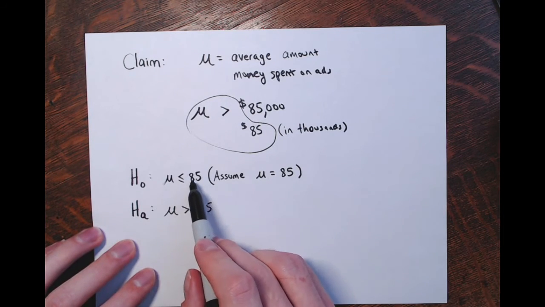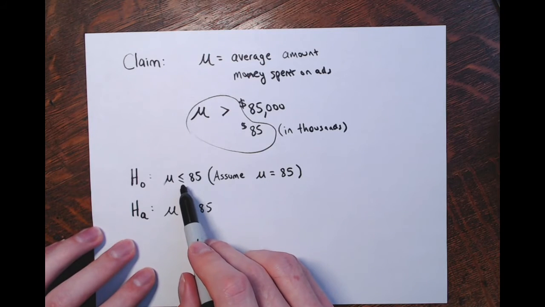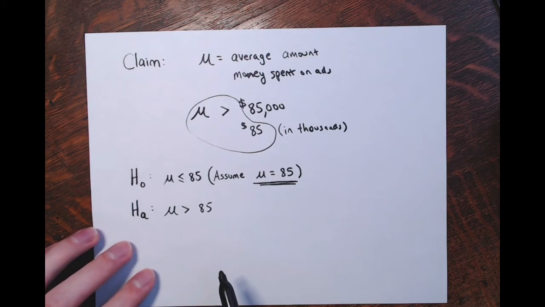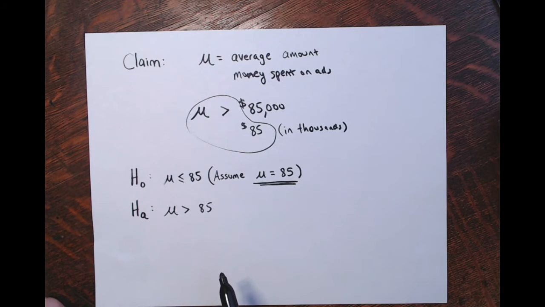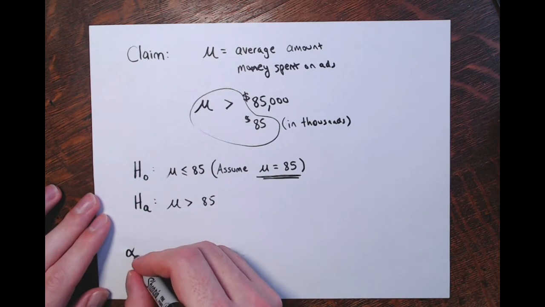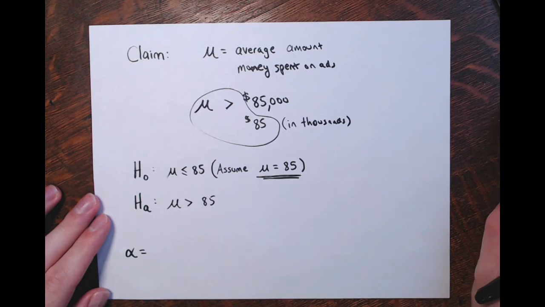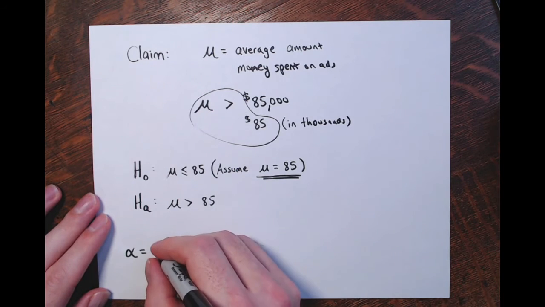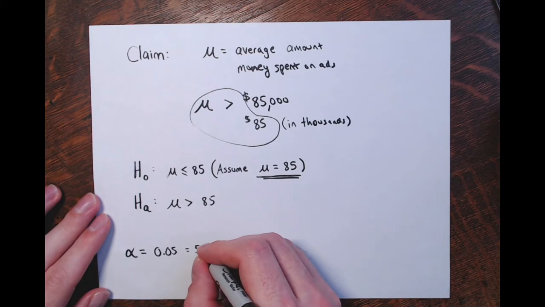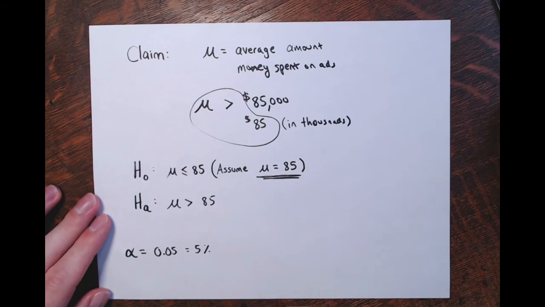So instead of writing less than or equal to in this book, in this Newton-Alta stuff, they're just going to use the equal part. So you'll see mu equals 85. Now, they mentioned a significance level. Alpha was 0.05 or 5%, however you want to say that. They mean the same thing.